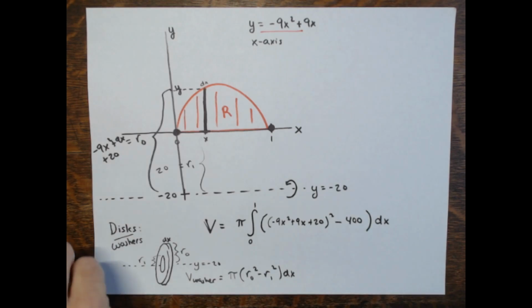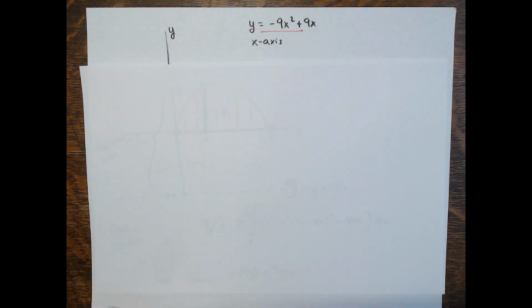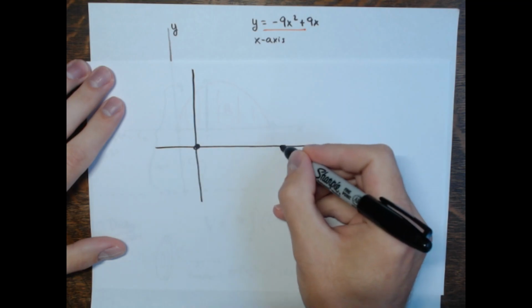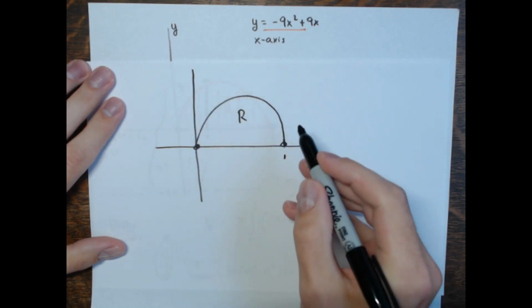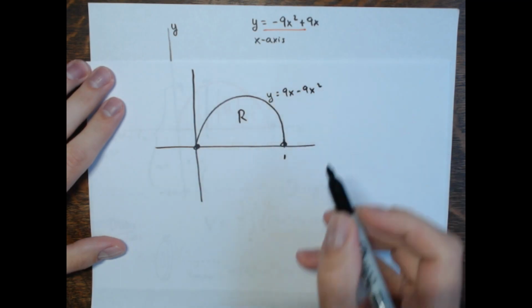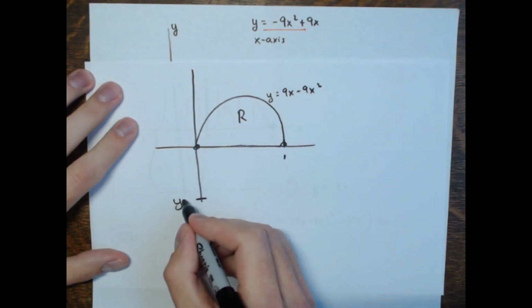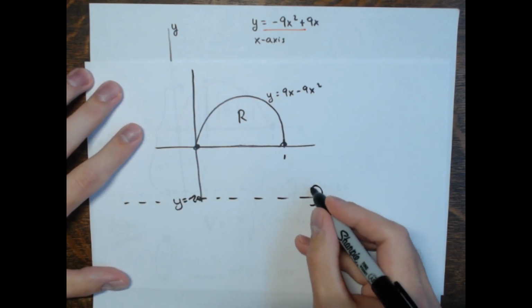All right, now I'm going to set up the same integral, but for shells, and you'll see it's going to be quite a bit more complicated than what we just did. So I'm going to draw the same picture, 0, 1, there's the region R, there's y equals 9x minus 9x squared, negative 9x squared plus 9x. And we're rotating around the line y equals negative 20. So down here, y equals negative 20, rotating around that line.